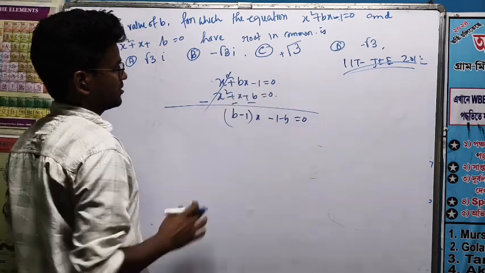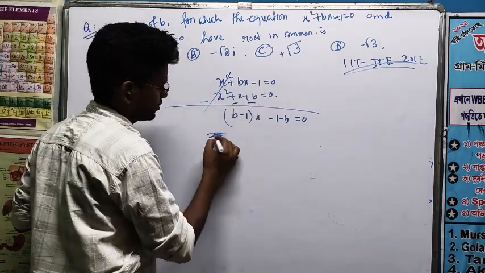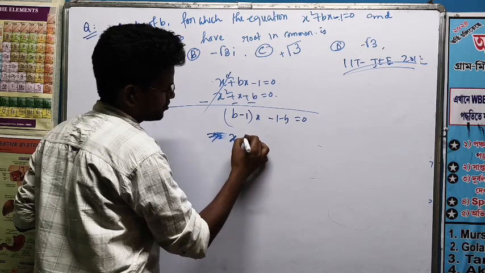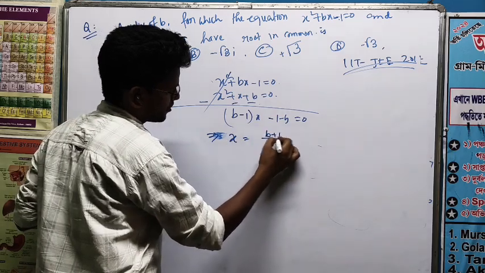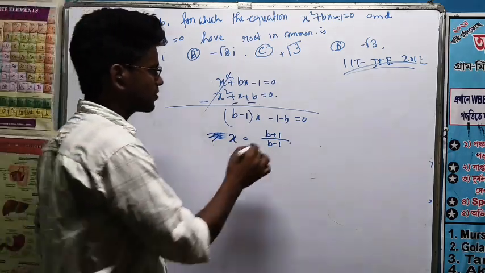So that means x is equal to (b plus 1) by (b minus 1). Then you determine that this is the common root.